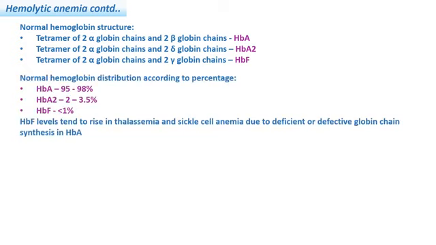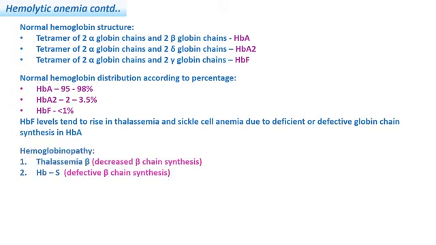Normal hemoglobin distribution according to percentage: hemoglobin A 95 to 98%, hemoglobin A2 2 to 3.5%, hemoglobin F less than 1%. Hemoglobin F level tends to rise in thalassemia and sickle cell anemia due to deficient or defective globin chain synthesis in hemoglobin A formation. In beta thalassemia, there is decreased beta chain synthesis, whereas in sickle cell anemia, HbS, there is defective beta chain synthesis.